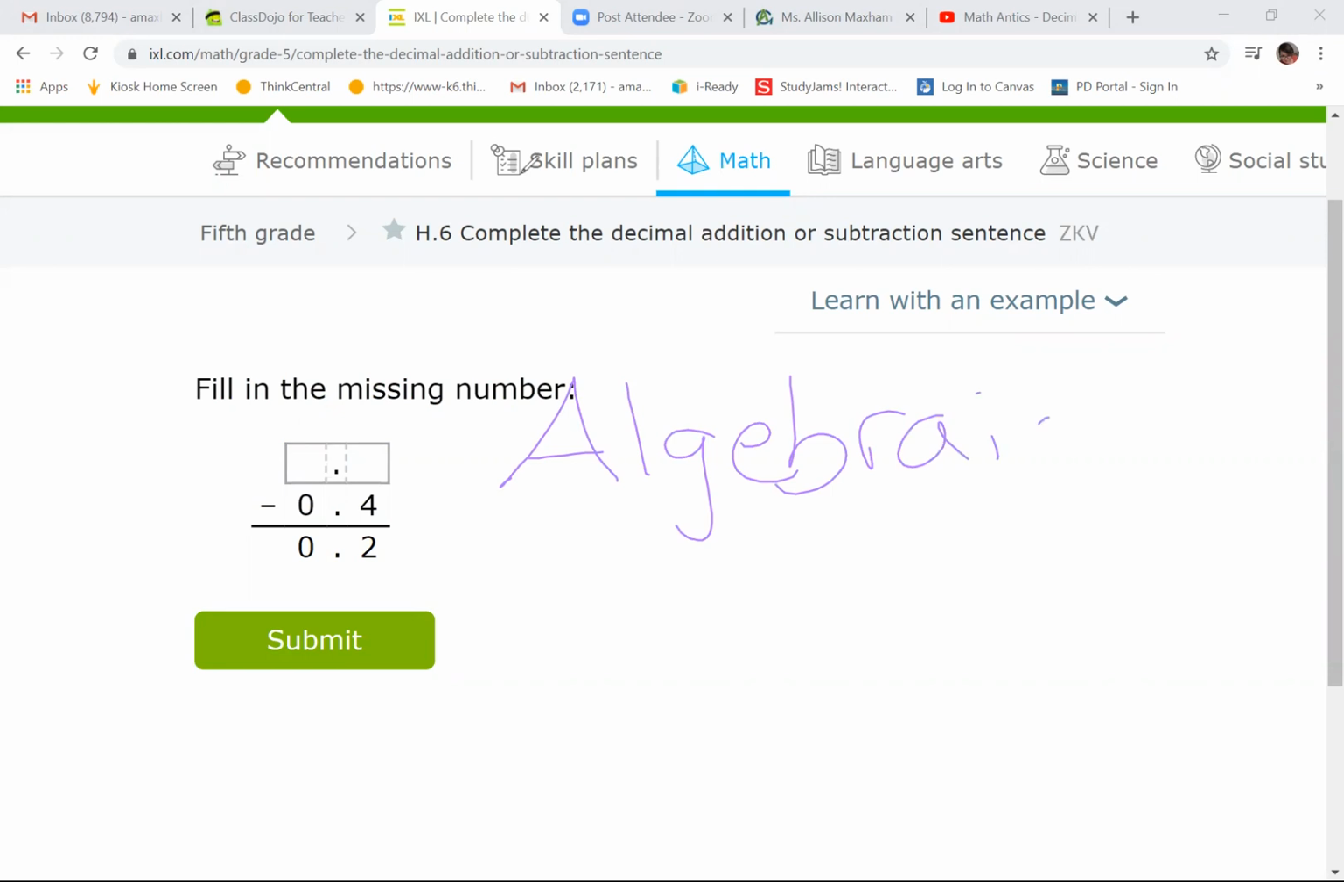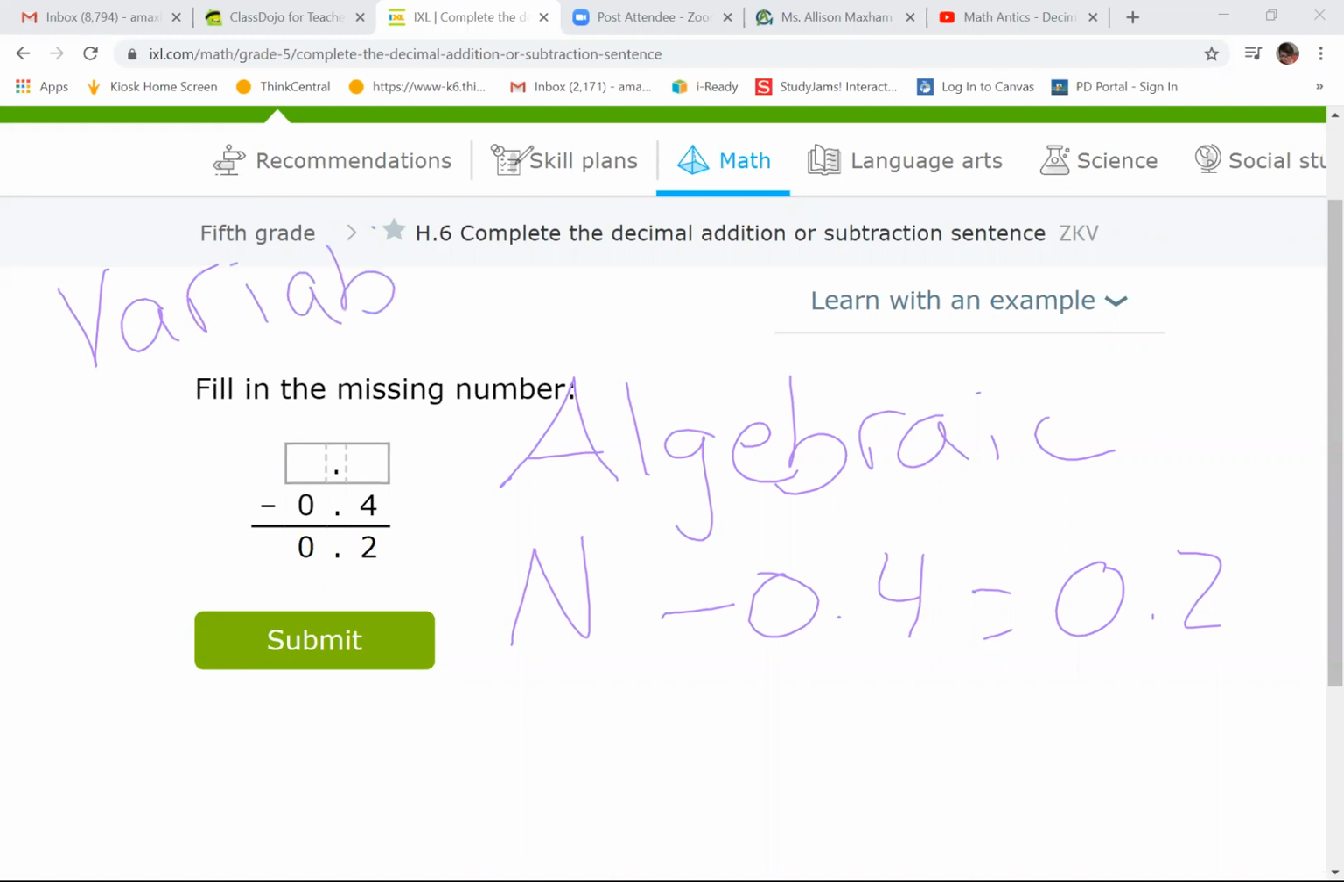And if you have this kind of equation, this is an algebraic equation. It says box minus 4/10 equals 2/10. It sure does. Sometimes you see the letter N minus, and N could stand for the unknown. It is the variable, right? The unknown number. So what is the unknown number? What is the missing number?